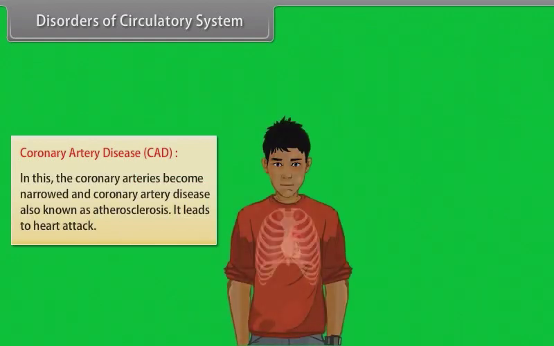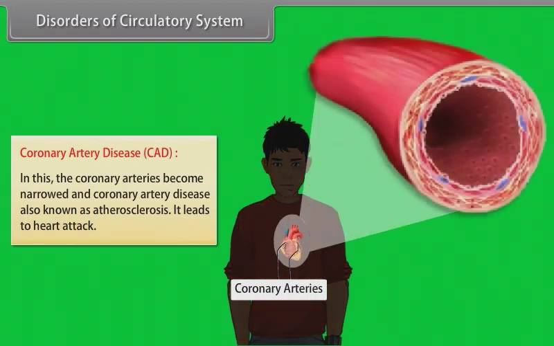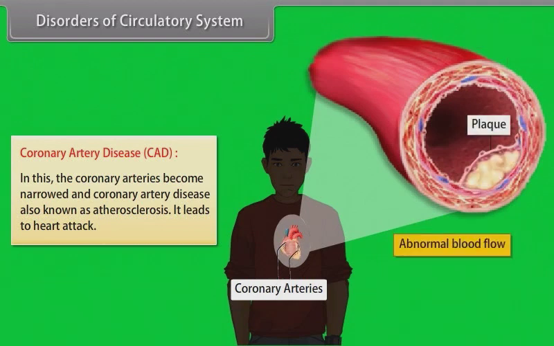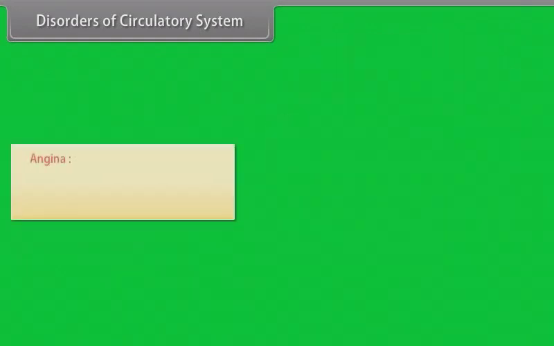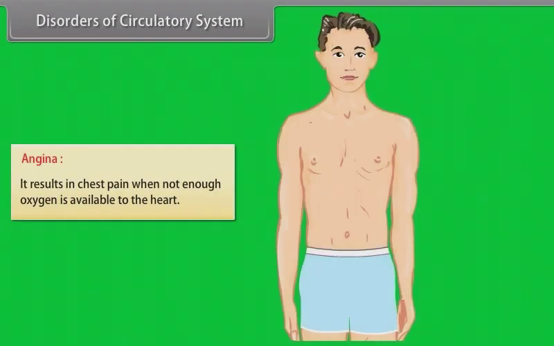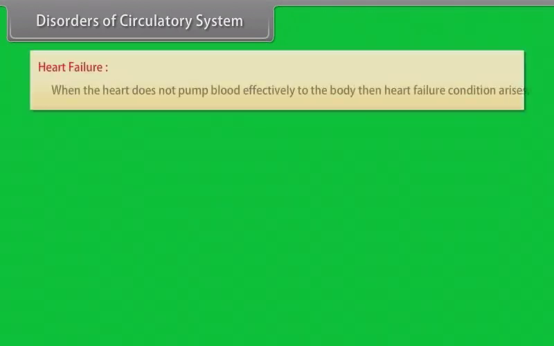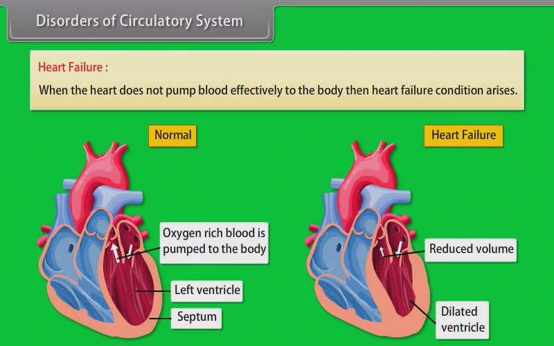Coronary artery disease or CAD. In this, the coronary arteries become narrowed, also known as atherosclerosis. It leads to heart attack. Angina results in chest pain when not enough oxygen is available to the heart. When the heart does not pump blood effectively to the body, the heart failure condition arises.